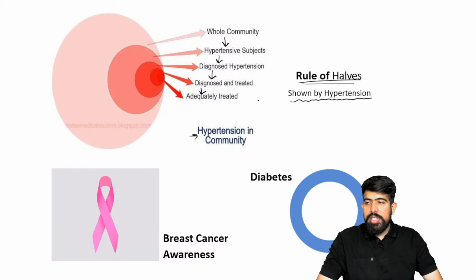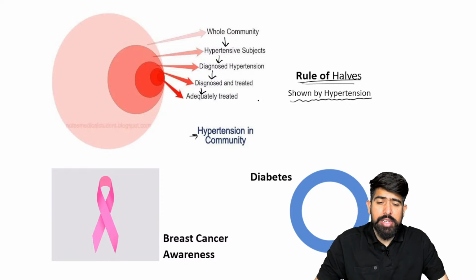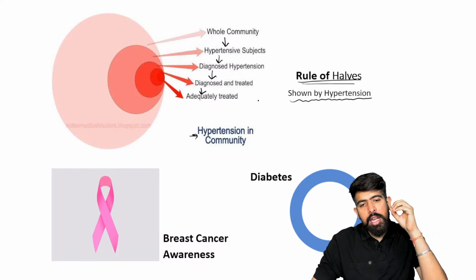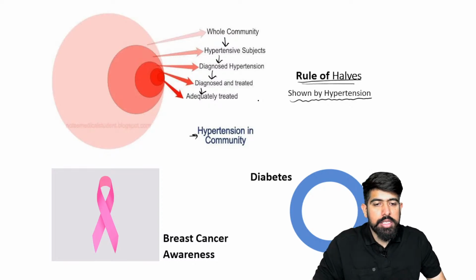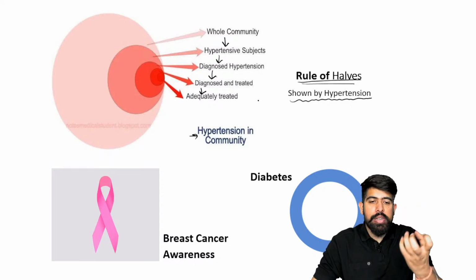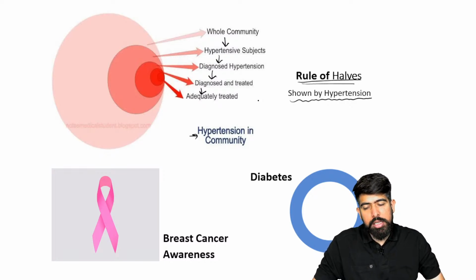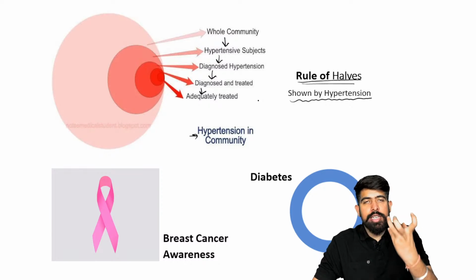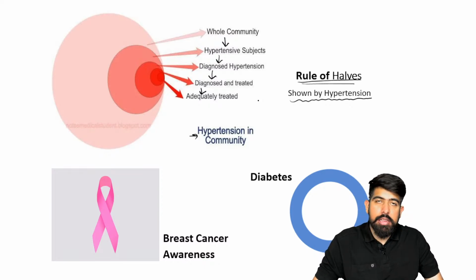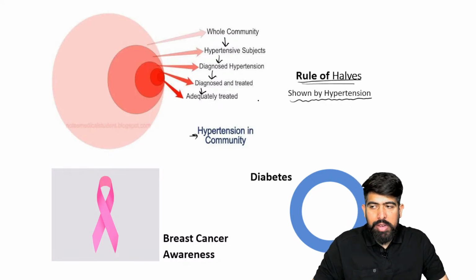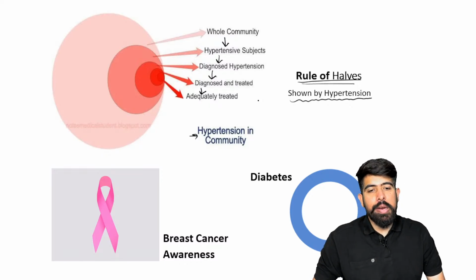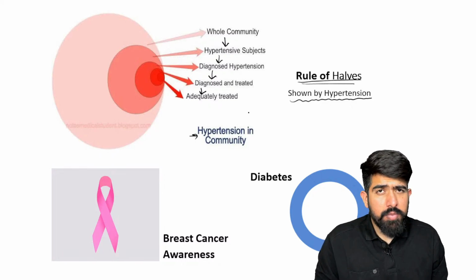So hypertension is following this rule of half. You can see here the whole community, half of this community is having hypertensive subjects. Out of these hypertensive subjects, half are diagnosed, and of this diagnosed hypertensive community, half are getting treated, and out of those diagnosed and treated, only half are getting adequate treatment. So this is the rule of half, and you have to remember that hypertension follows the rule of half.